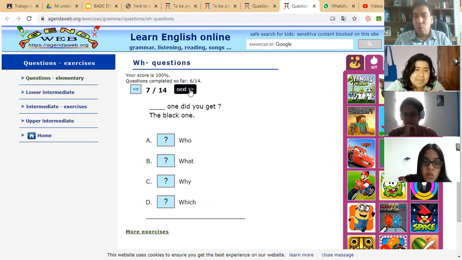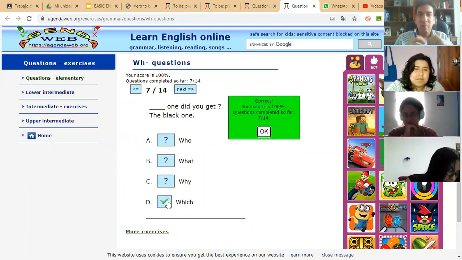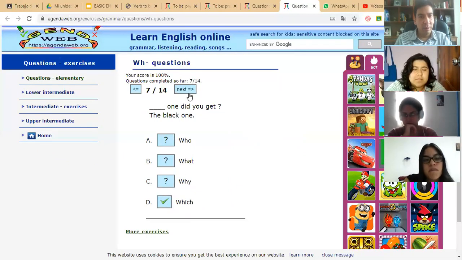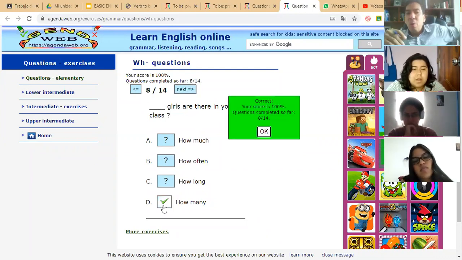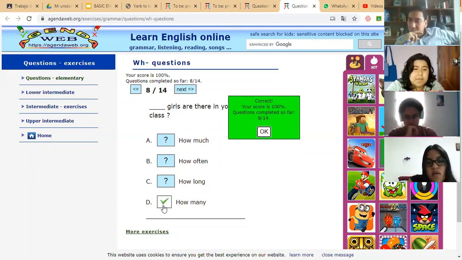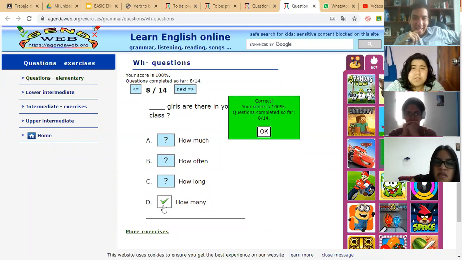Which one? The black one. Which one did you get? Okay, which one did you get? The black one? All right, very good. How many girls are in your class? How many? Right. But why not how much? Pero ¿por qué no how much? Porque está en plural. No, that is not the answer. Maybe countable, uncountable? Absolutely, that is the answer, Kenya.